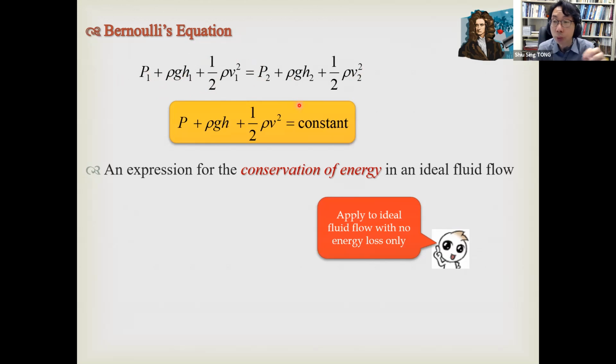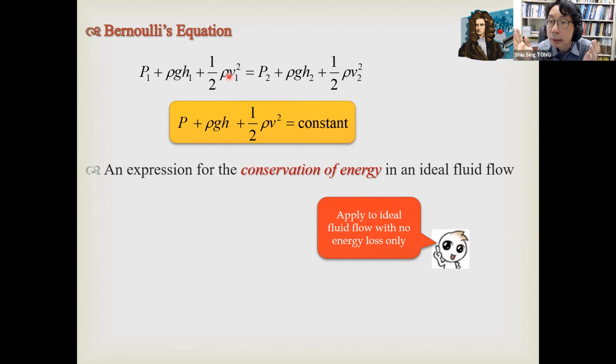Position 1 and position 2 are two different positions along a bundle of streamlines. Is that right? And this equation simply says the combination P plus rho gh plus half rho v squared is somehow a quantity that is conserved along a streamline. You measure this quantity at the beginning, when you enter the tube, and it is equal to that combination of quantity when you leave the tube.